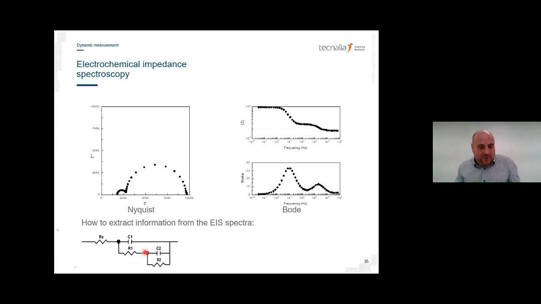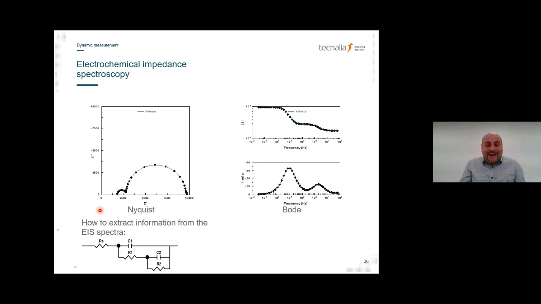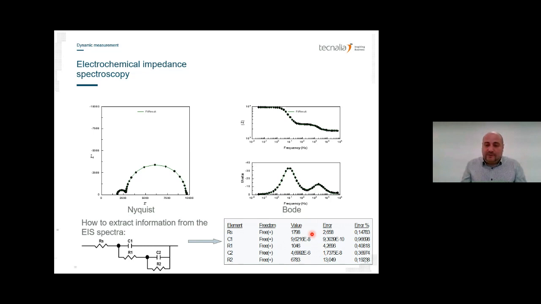So here the model should always be based on physical information about our system, the electrode that we're studying. And when we have the model done, we can adjust this value to extract parameters like that. And from these parameters, we can also calculate interesting things. But let's say, just for a visual example, here's an example of the use of impedance.